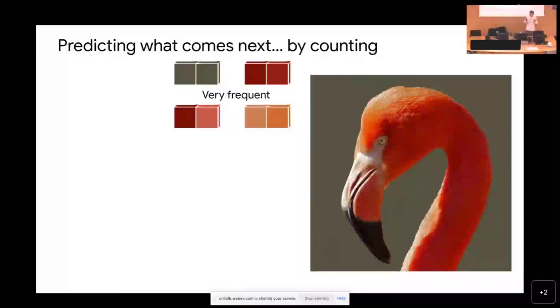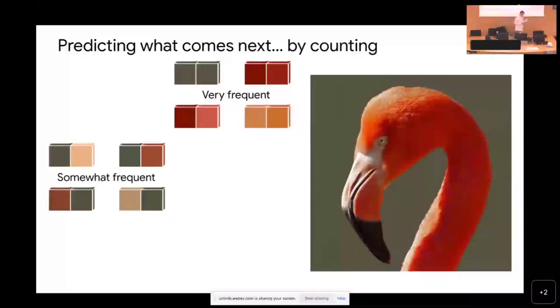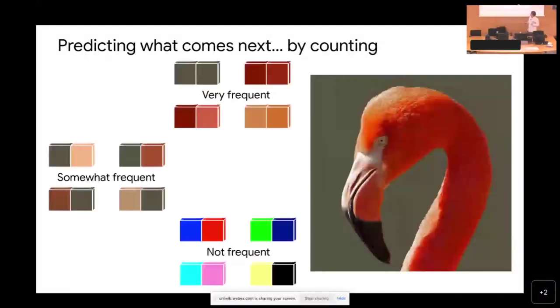But imagine you have a picture like this. Imagine this is your data set and you want to model that. One thing you could do is start looking at bigrams, small sequences of pixel colors. You would see that things like this would be very frequent: dark red to red to orange, yellow to orange, and of course green to green because of the background. You get somewhat frequent bigrams like these ones, and also very infrequent ones like these. Blue doesn't even appear, so if this was your data set, you wouldn't even see them.